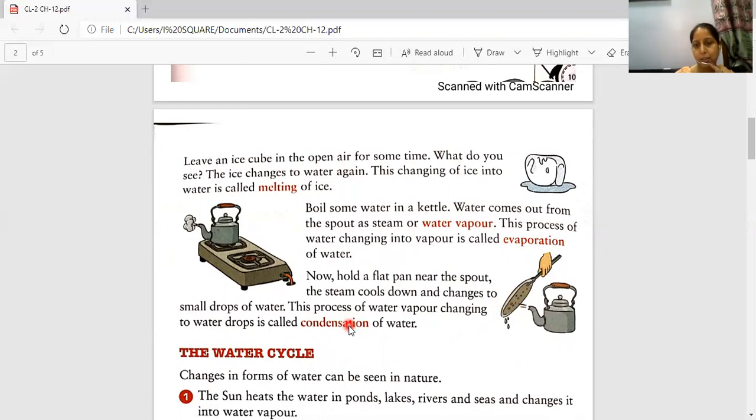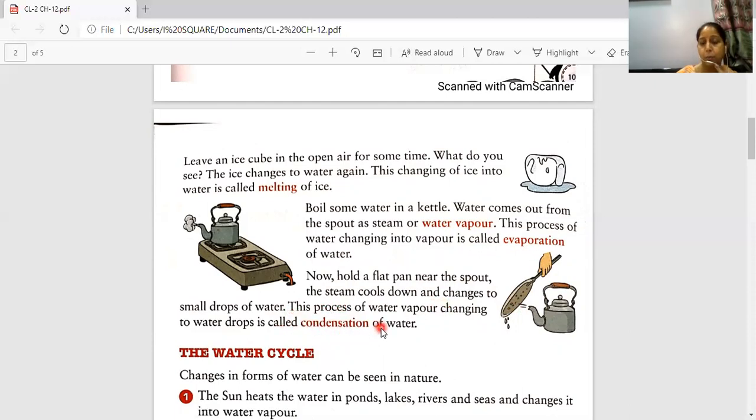I'll just explain it once again, what is evaporation and what is condensation. When we boil the water for a longer period of time, we can see the steam. The steam is also known as water vapor. In this process, the water evaporates, and that process is known as evaporation. And near the spout, when the steam cools down, you can see the frying pan is kept over here and the steam goes on the pan. And when the steam cools down, there are some water droplets on the pan. That process is known as condensation.